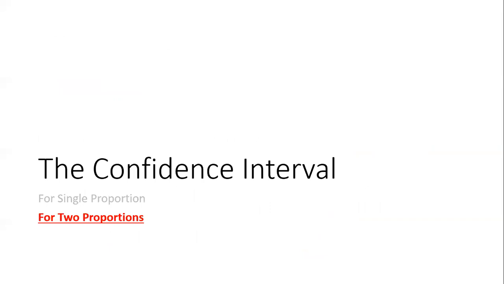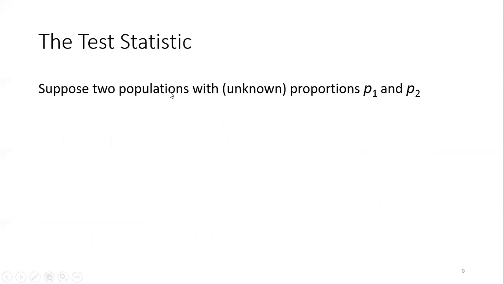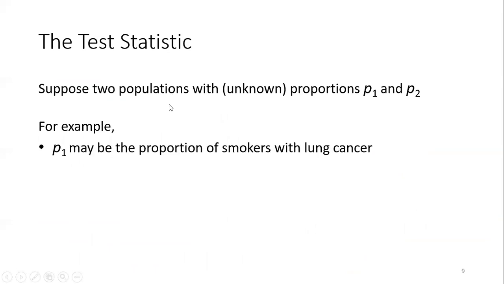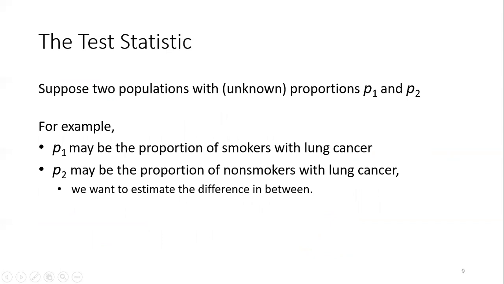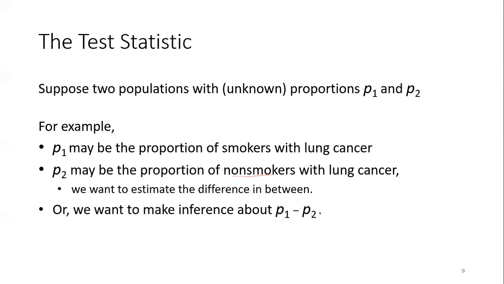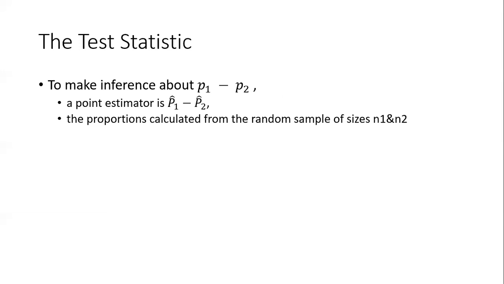So the next and the last thing about the proportions is the confidence interval for two proportions. Let's say P1 denotes the proportion of smokers with lung cancer, and P2 is the proportion of non-smokers with lung cancer. We want to estimate the difference, or just find an interval about the difference of two proportions. How? Just like we did before, we need a point estimate, just like P1 hat minus P2 hat.